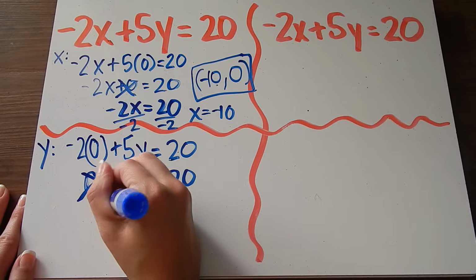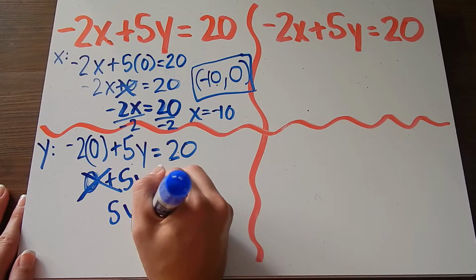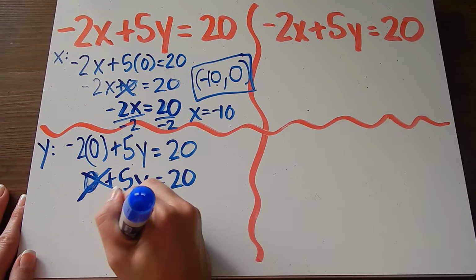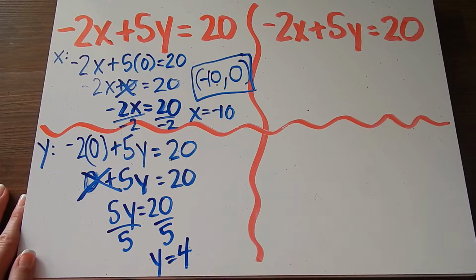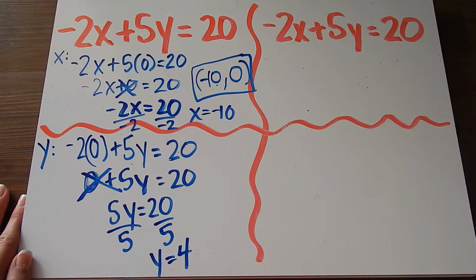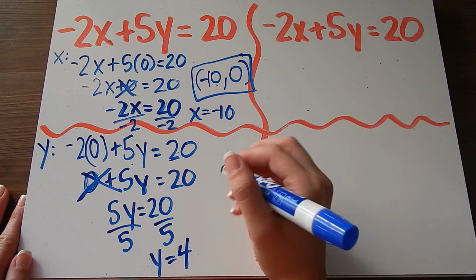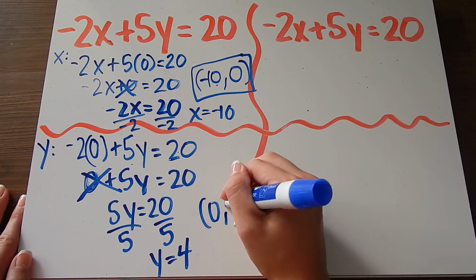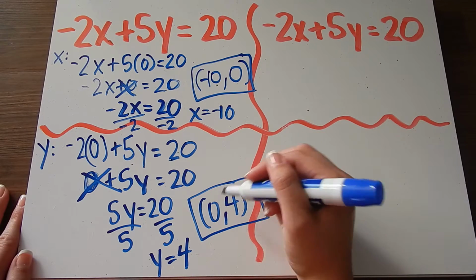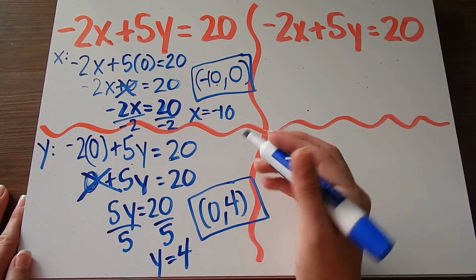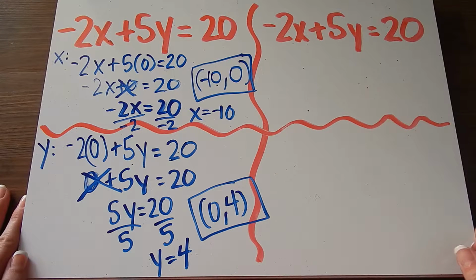So what we have is 5y equals 20. To get y by itself, we divide by 5. Y equals 4. But again, we want to write our answer as a point. So our point is going to be 0, 4. In the y-intercept, the x is 0, and the y we found was 4. So that's one way we could look at this problem.